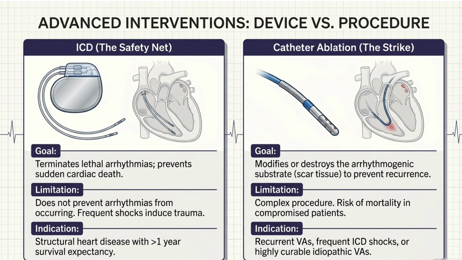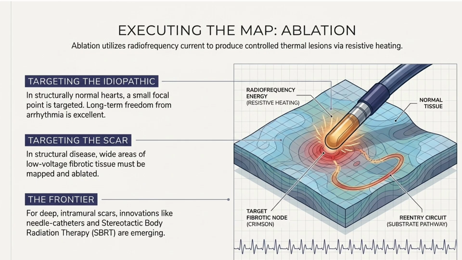The catheter ablation modifies or destroys the arrhythmogenic substrate to prevent recurrence. Its limitation is that it is a complex procedure with risk of mortality in compromised patients. Indication: recurrent VAs, frequent ICD shocks, or highly curable idiopathic VAs. Ablation utilizes radiofrequency currents to produce controlled thermal lesions via resistive heating.